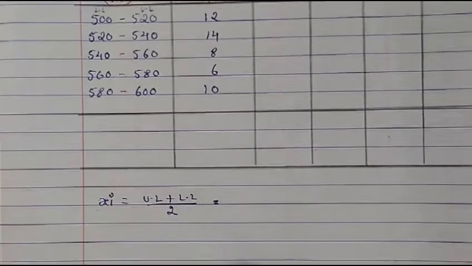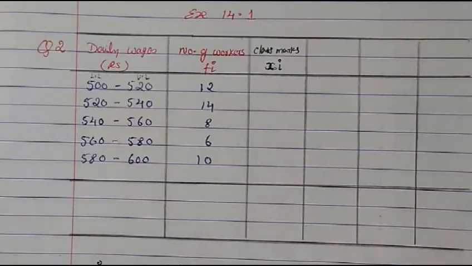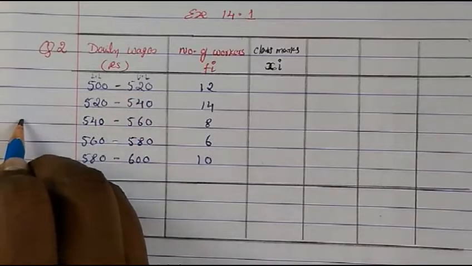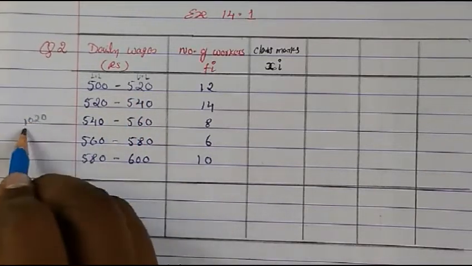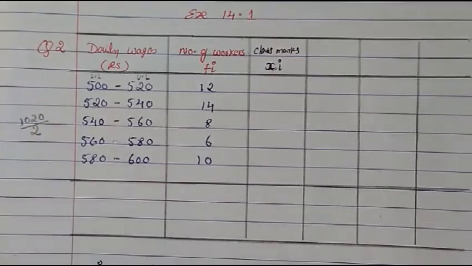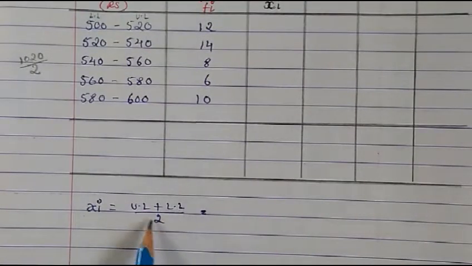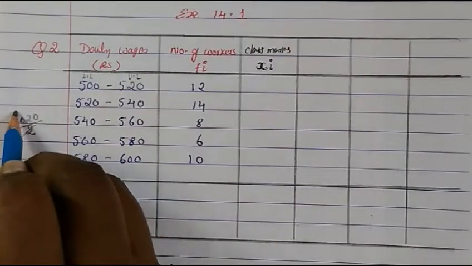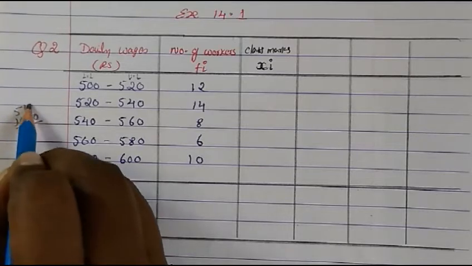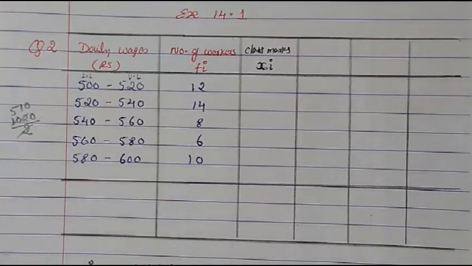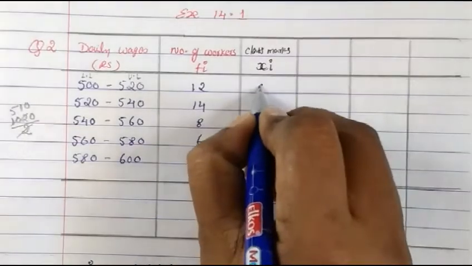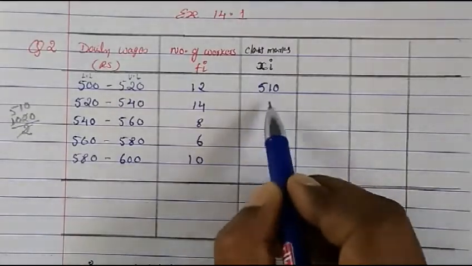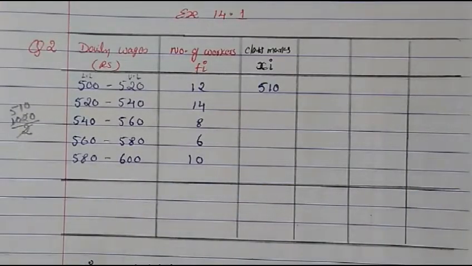No need to do it here, I'll just explain. That is 500 plus 520, which gives us 1020. Then we divide by 2. So sum up the upper and lower limit, divide by 2, and we get 510. We will write down 510 here.